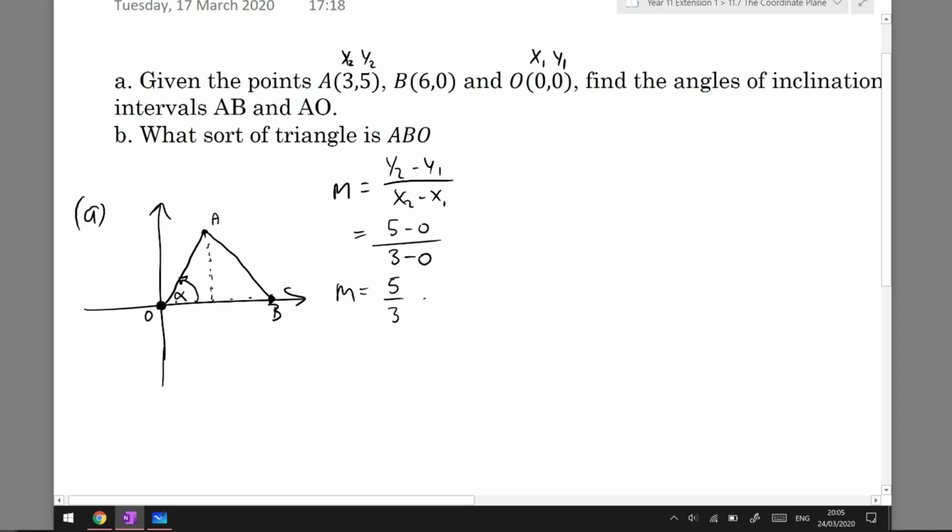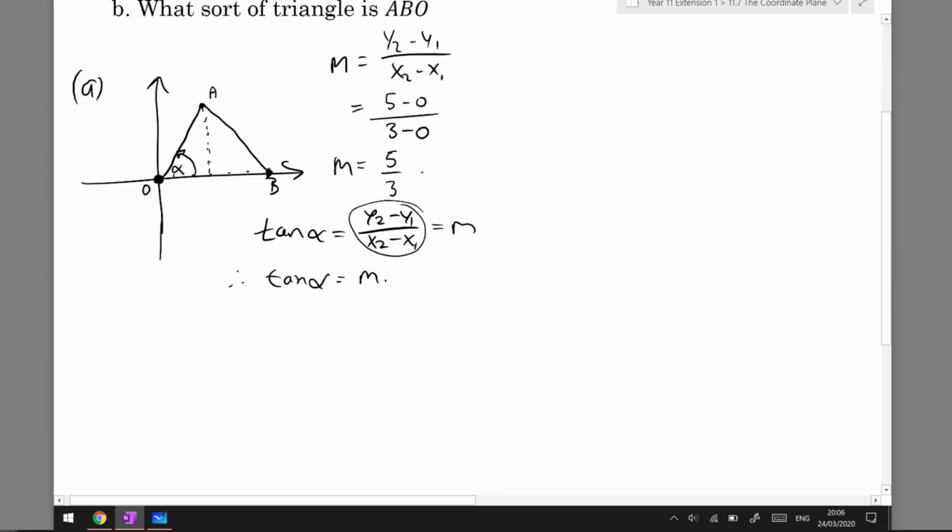Okay, so we know that's the gradient. However, we also know for the angle of inclination that tan of alpha is equal to the gradient. We know tan of alpha is equal to y2 minus y1 over x2 minus x1, and we know that this is just equal to m. Therefore, tan of alpha is equal to my gradient. That's why we worked out the gradient. So tan of alpha is equal to 5 on 3.